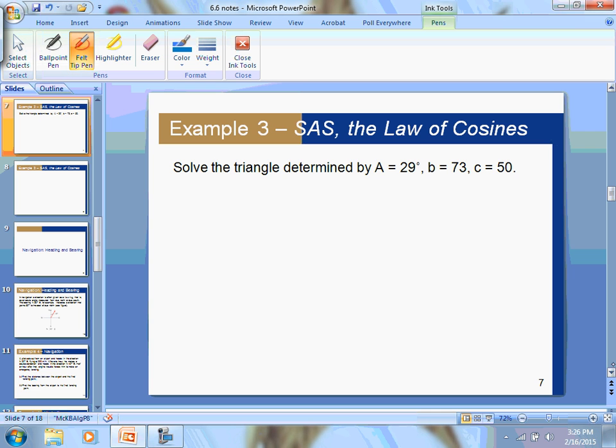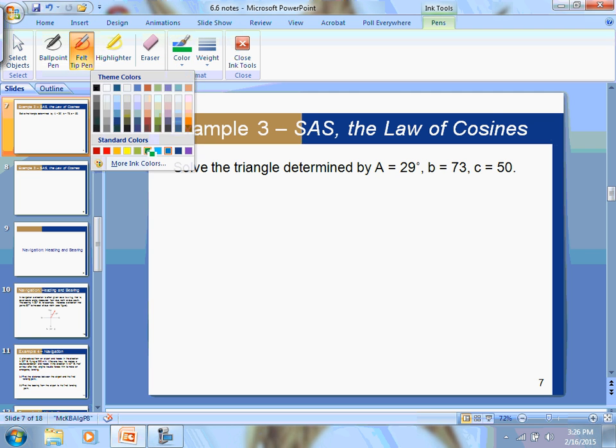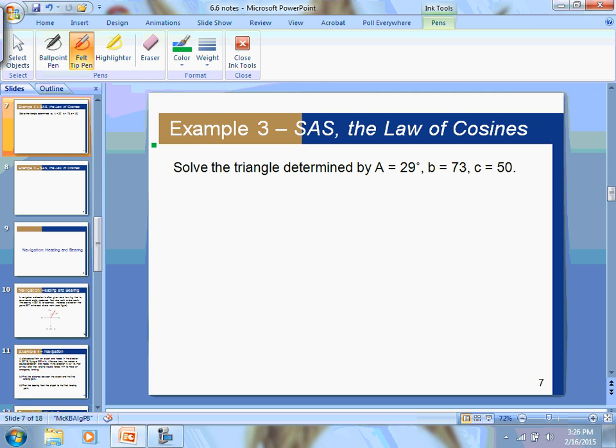Okay, so let's take a look at another example then. This is going to be the other case for law of cosines where we have a side angle side. Let me see if the computer will let me change colors now. Okay, it will.